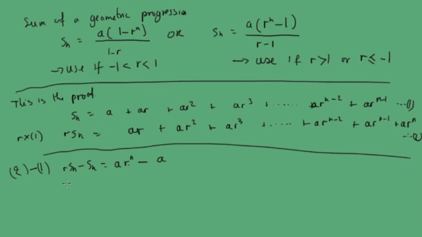Now if we simplify this, we're going to have r minus 1 multiplied by Sn, putting that into brackets, equals AR^n minus A. So Sn must equal AR to the power n minus A over r minus 1, and we can simplify that as well, to get the r minus 1 form, which is what we have up here.